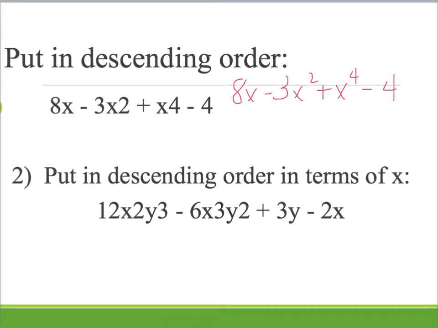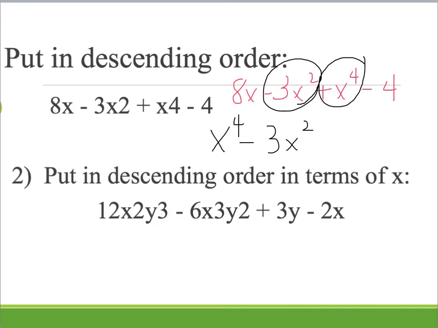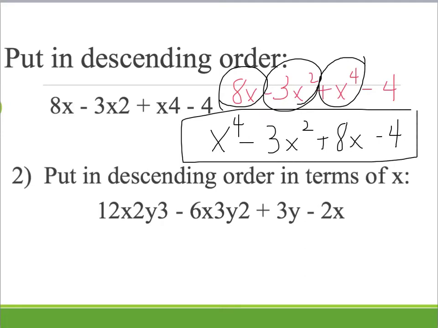Descending means that I need to have the largest one first, going down. So the largest degree here is x to the 4th. It's positive x to the 4th, so it's plus. Then here I have x squared, so minus 3x squared. Then I have plus 8x, and then minus 4. So these are in descending order.